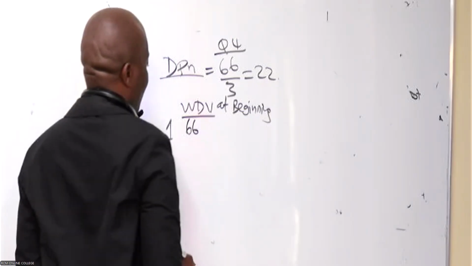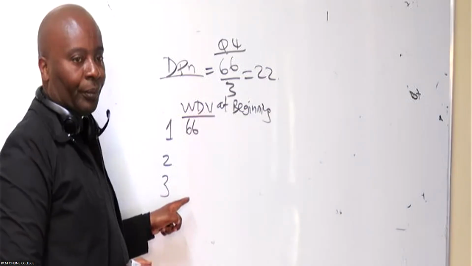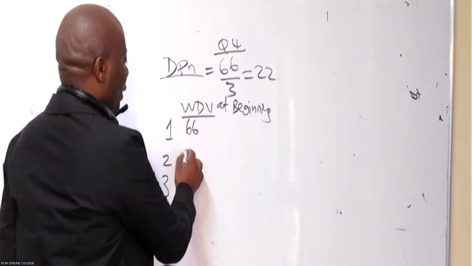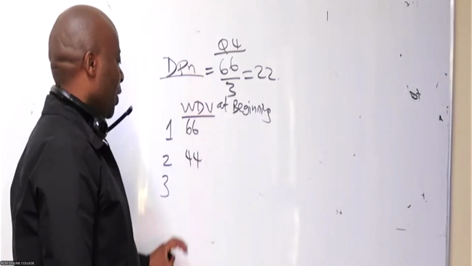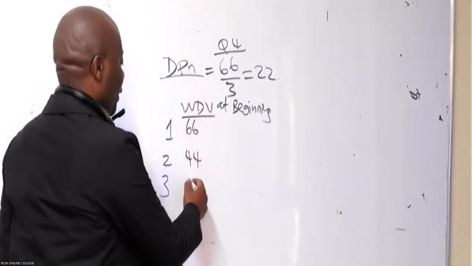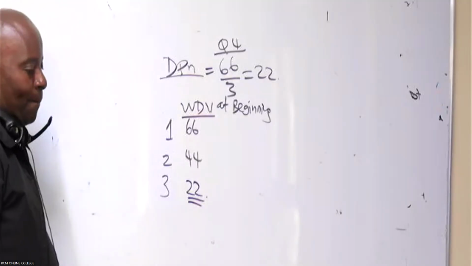So at the beginning of year 1, 66. The whole year it loses 22. So when we come to year 2, we are beginning at 44. The whole of year 2, it loses 22. Then the beginning of year 3 will be 22.